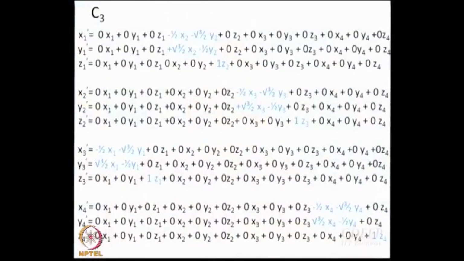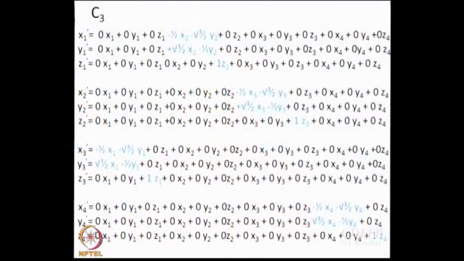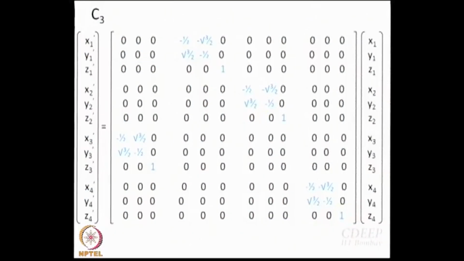Okay, these are the matrix equations. Do you see the non-zero blocks? These are the non-zero blocks. Anybody want to say anything at this point? Now, it is very easy for you to write this equation in matrix form. This is the equation in the matrix form. Non-zero blocks are still in blue.